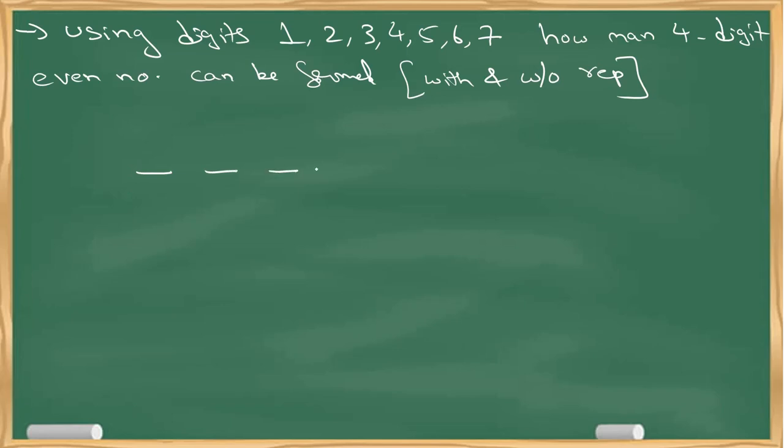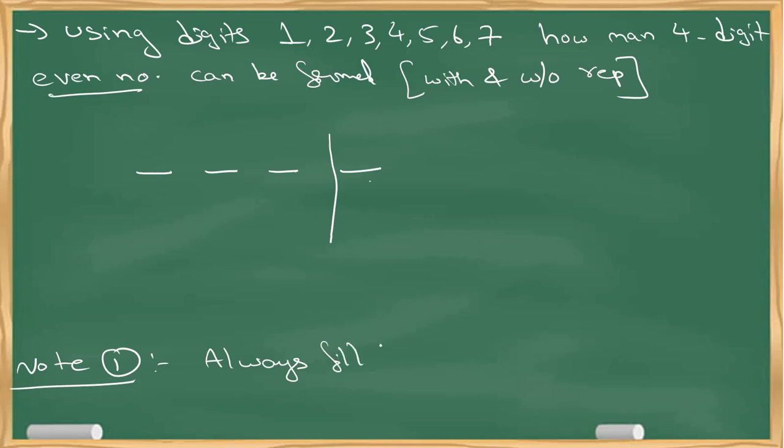Now here, the condition is it has to be a 4-digit even number. What is the condition for any 4-digit number to be even? The last position, the unit position, should be even. So I can't start from here or here. I have to always go with the position with the condition first. So I would suggest make a note. Note one: always fill the position with conditions first.